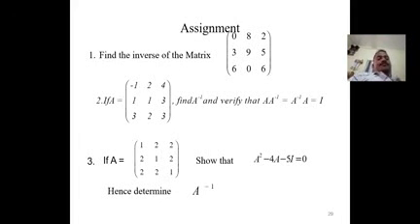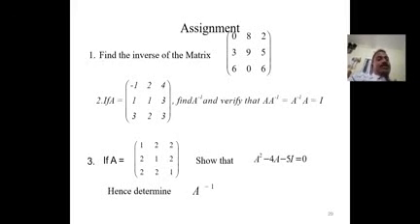Now one of the problems: if A is equal to [1 2 2; 2 1 2; 2 2 1], then show that A square minus 4A minus 5I is equal to 0. Hence find A inverse. For this, first we have to find A square. That A square is [9 8 8; 8 9 8; 8 8 9]. After getting A square minus 4A, 4 times A gives [4 8 8; 8 4 8; 8 8 4], minus 5 times identity.